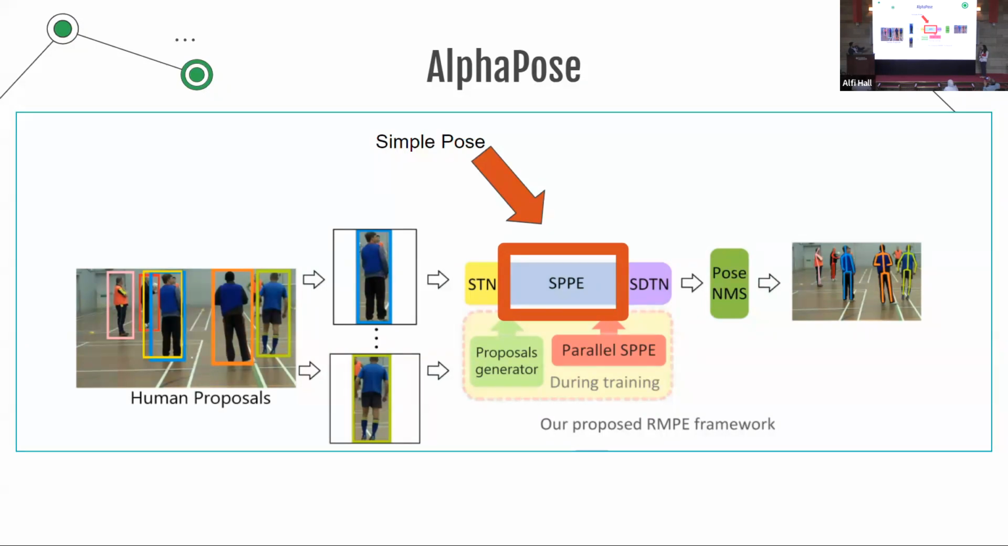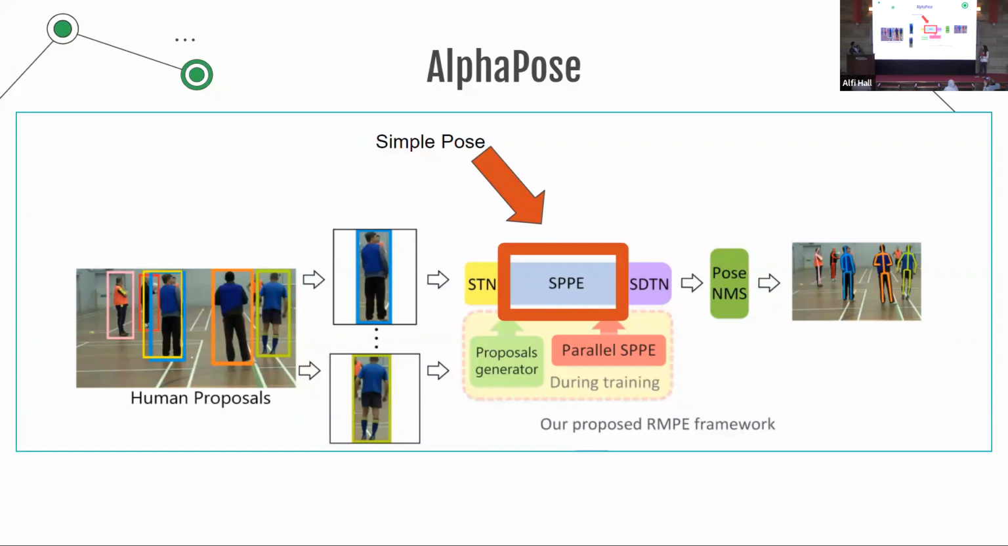Then we have the SDTN, also for enhancing the output from the SPPE. Finally, after we finish this pipeline, we have what's called pose NMS. The NMS is responsible for removing the redundant key point predictions from the pipeline. And finally, as we can see, we have the final image with all the persons, each of them having some lines. This represents the positions of the joints, and also the connections between these points.